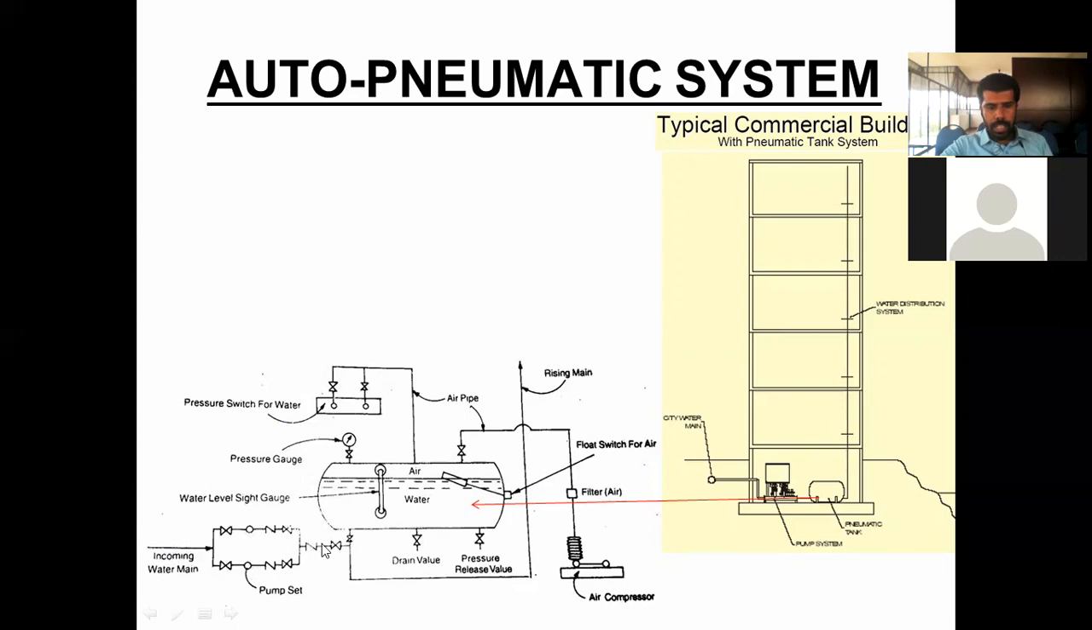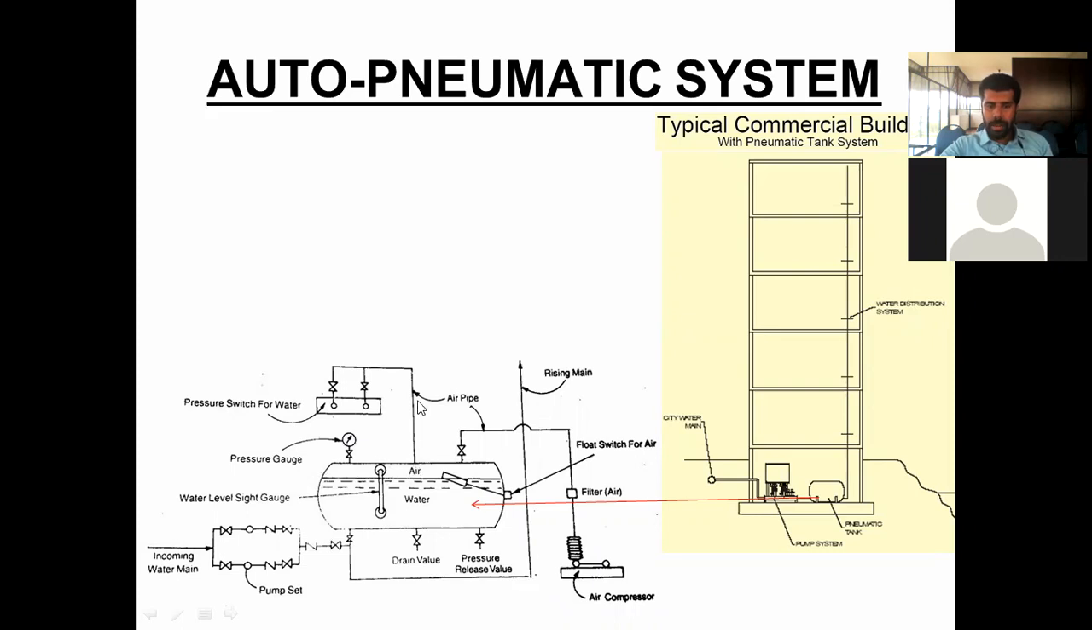From there it gives one connection to the cylinder. This is the cylinder where there will be water as well as compressed air. In this tank, there will be a drain valve and a pressure release valve, because compressed air has been stored inside. There is a float switch for air, so that we can know the level, and another water level gauge to know the water level. And there is a pressure gauge, so we can know the pressure inside this tank.